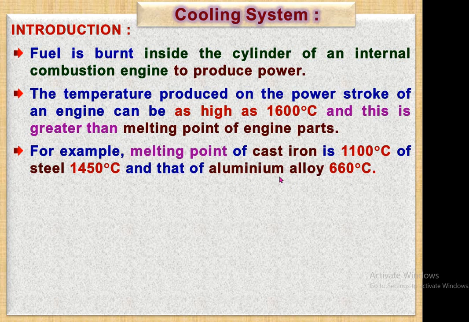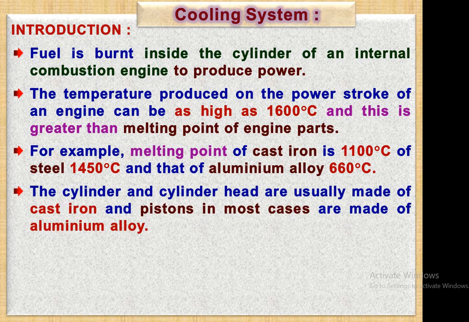If we have used aluminum alloy, then we must bring this 1600 temperature below 660 degrees. Otherwise, the parts made of aluminum alloy will melt and the engine will fail. The cylinder and cylinder head are usually made of cast iron, and pistons in most cases are made of aluminum alloy. Means different parts of the engine, as we have studied, are made of different types of metal.